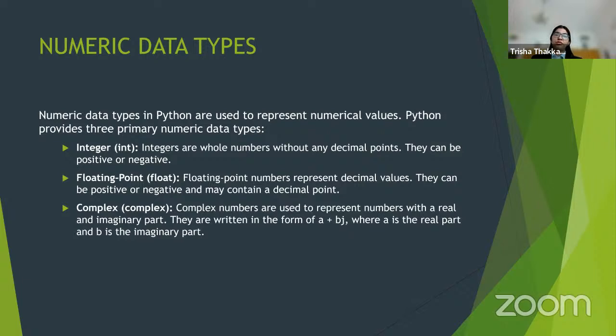Floating point numbers, also known as float. Floating point numbers represent the decimal values. These contain decimal points. Complex numbers. These numbers are used to represent numbers which have a real and an imaginary part. They are written in the form of a plus bj, where a is the real part and b is the imaginary part.